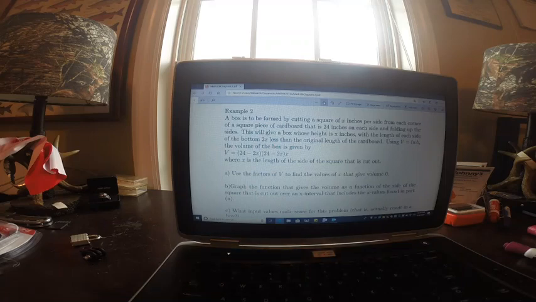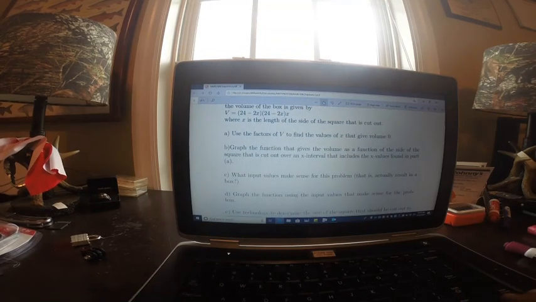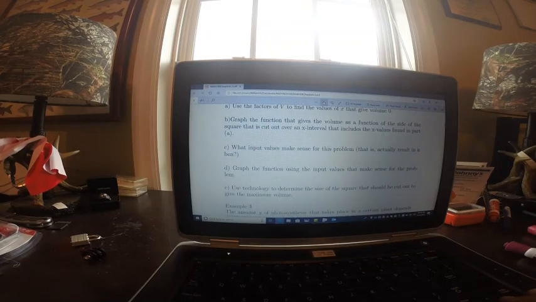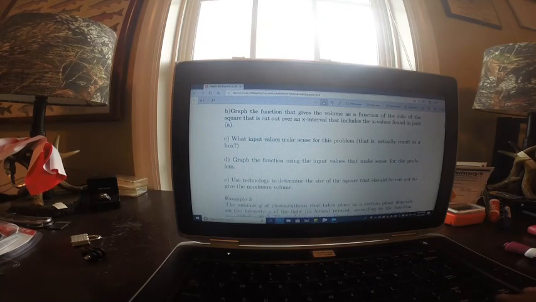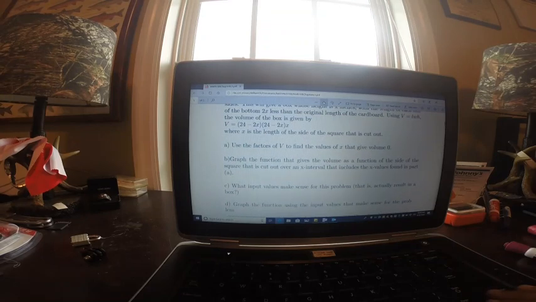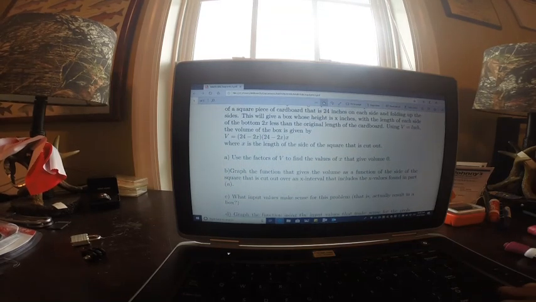B says graph the function that gives the volume as a function of the sides of the square that is cut out over an x interval that includes the x values found in part A. C says what input values make sense for this problem. D says graph the function using input values that make sense for the problem. And E says use technology to determine the size of the square that should be cut out for the maximum volume. Alright, so let's go about doing this piece by piece.